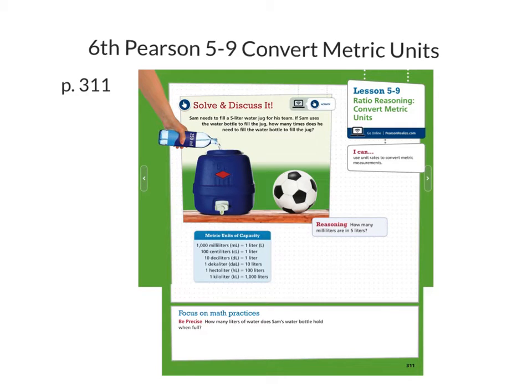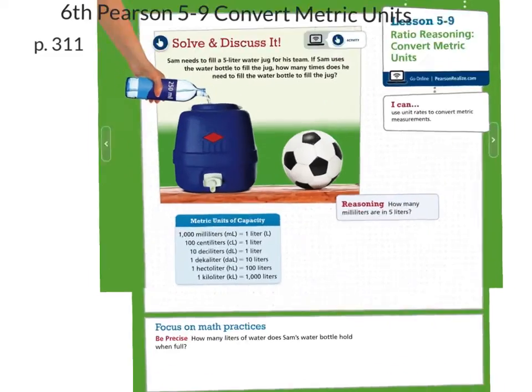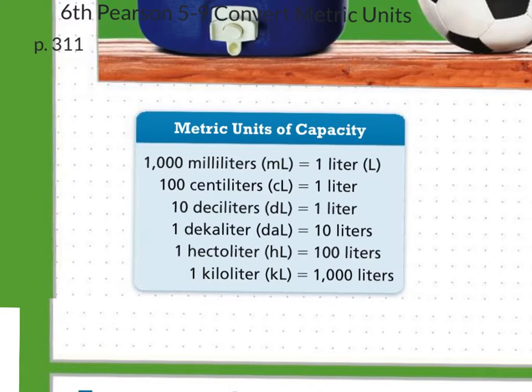Page 311, lesson 5.9 is on converting metric units. Metric units conversions are much nicer than customary units. We don't have 12s and 4s and 5,280s, different things like that, like we do in the customary system. If you notice this on page 311, here are some conversions for the metric system.